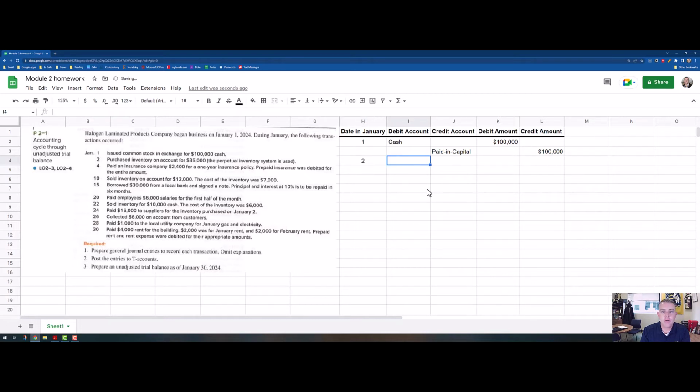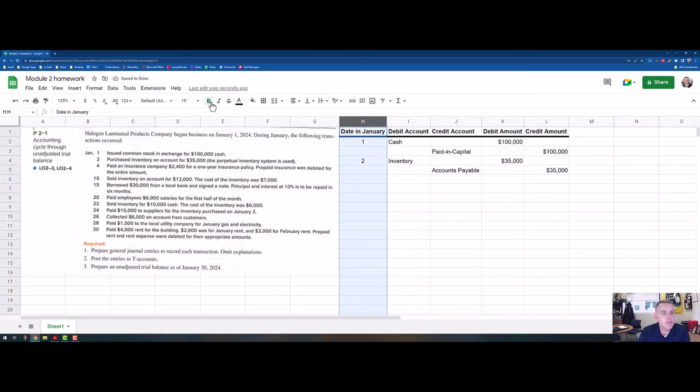Number 2, January 2nd. Purchased inventory on account for $35,000. All right. So we're going to say debit inventory, right? We have inventory coming into the company. It's purchased on account, it says. So I'm going to say accounts payable. It would help if I could spell. And so this is going to be 35,000. Let's do equals. So the nice thing about doing this in a spreadsheet is you can use formulas and, you know, it makes it so I don't have to write things multiple times.